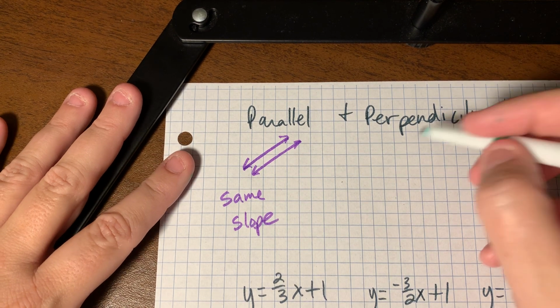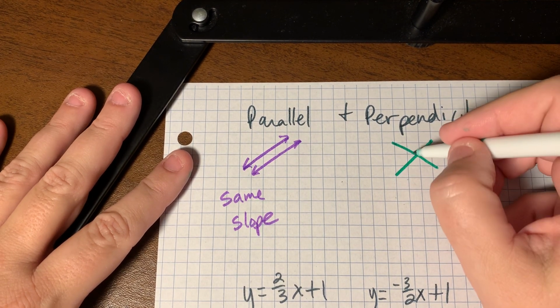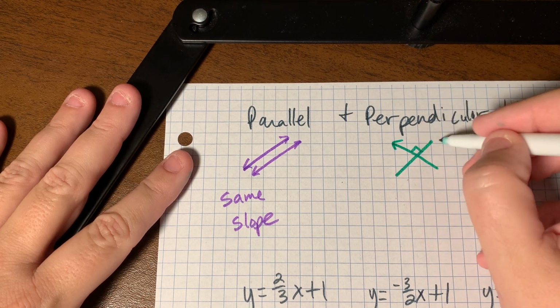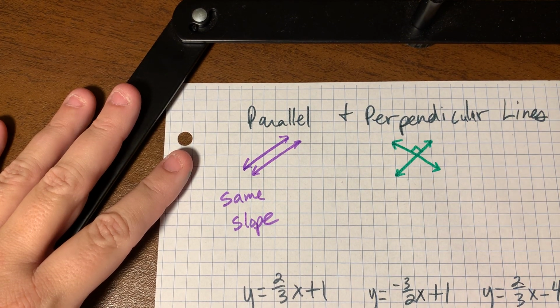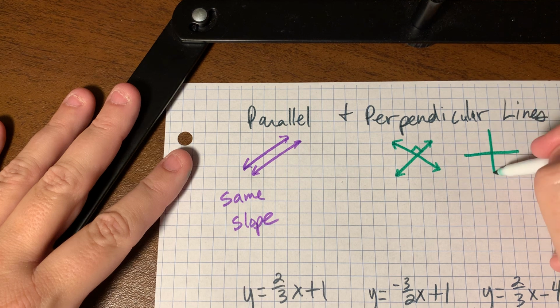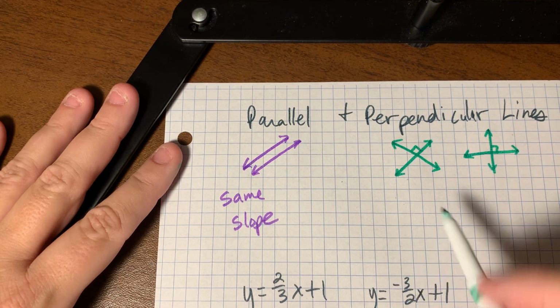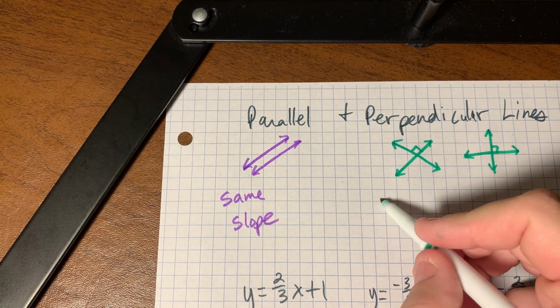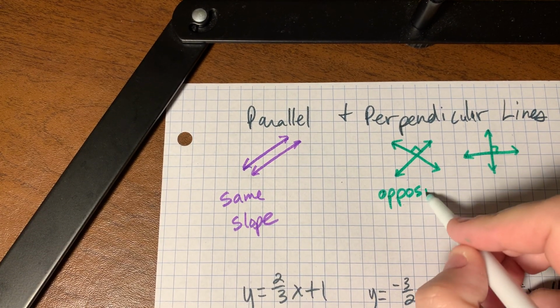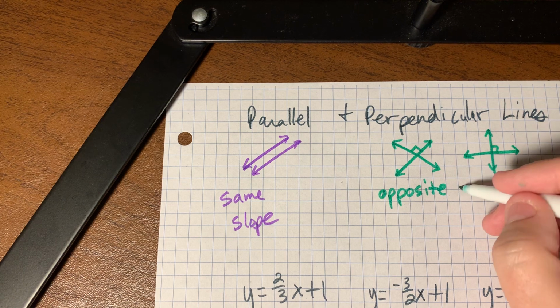If you've got perpendicular lines, they're going to meet in a right angle. You can think about it like the axes even, right? And they have opposite reciprocal slopes. So there's a lot going on there.